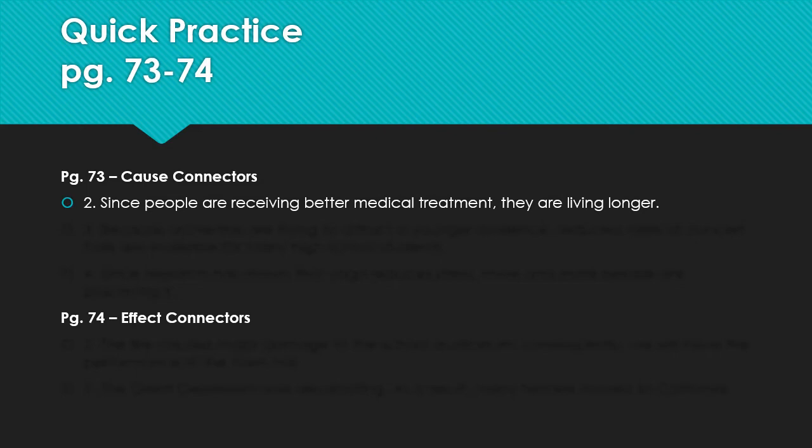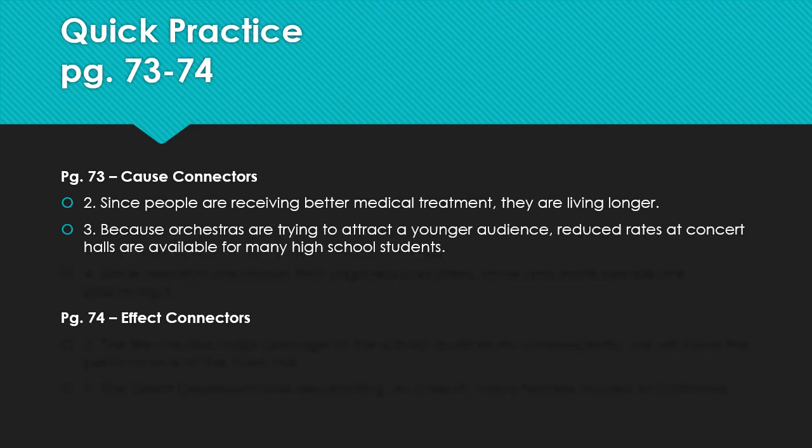Okay, number 3, orchestras are trying to attract a younger audience. Reduced rates at concert halls are available for many high school students. Use the word because. Take a moment. Because orchestras are trying to attract a younger audience, comma, reduced rates at concert halls are available for many high school students. Okay, of course we can switch it if we wanted to.